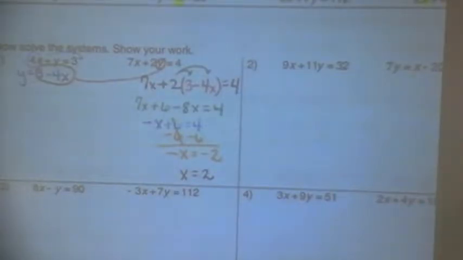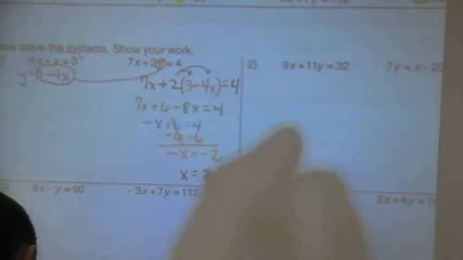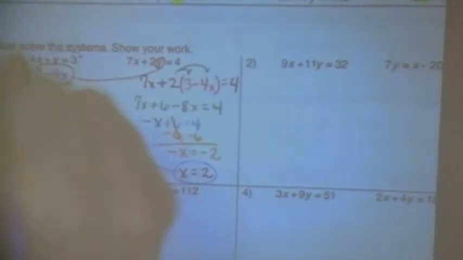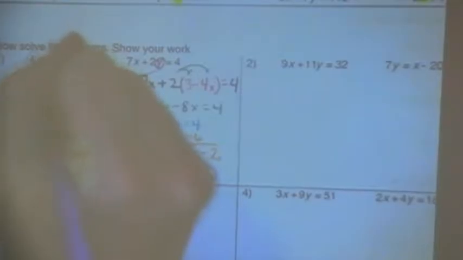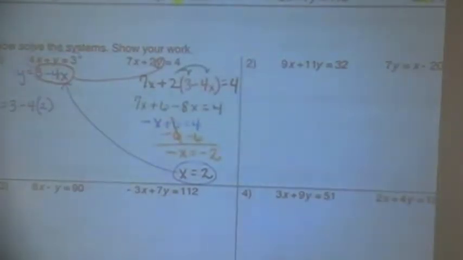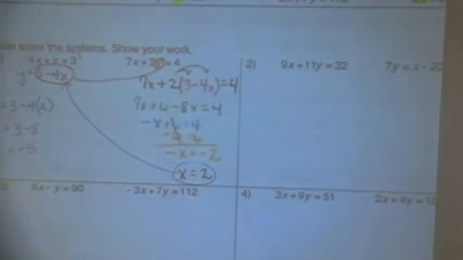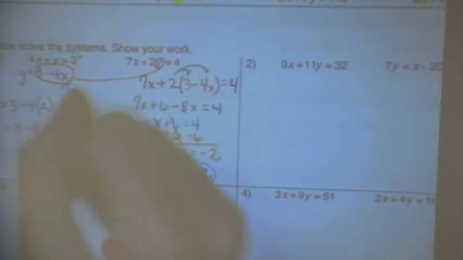Now that's only part of your answer, because remember the answer is an ordered pair, so you need both x and y. So you take this x, plug it back in right here. So now I have y equals 3 minus 4 times 2. So now I got y equals -5. So now I'm going to make my ordered pair, because your final answer is an ordered pair. Please check them and make sure you put them in the right order. X comes before y. So my ordered pair is 2, -5.